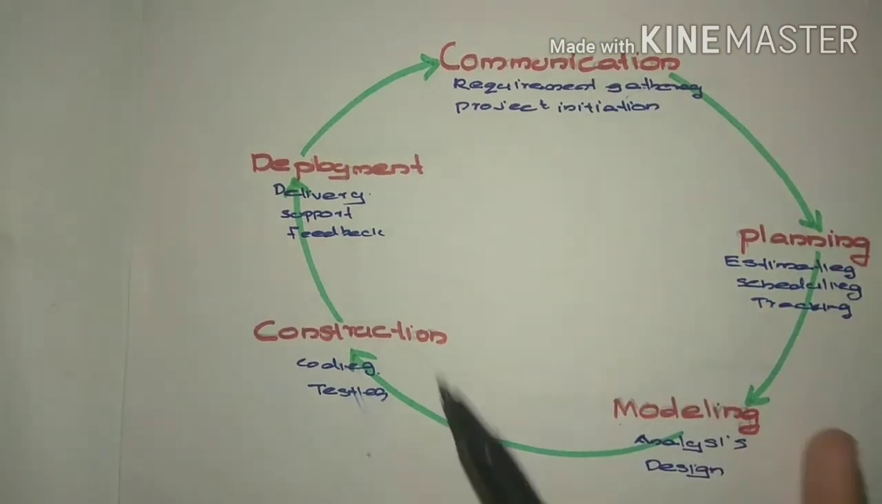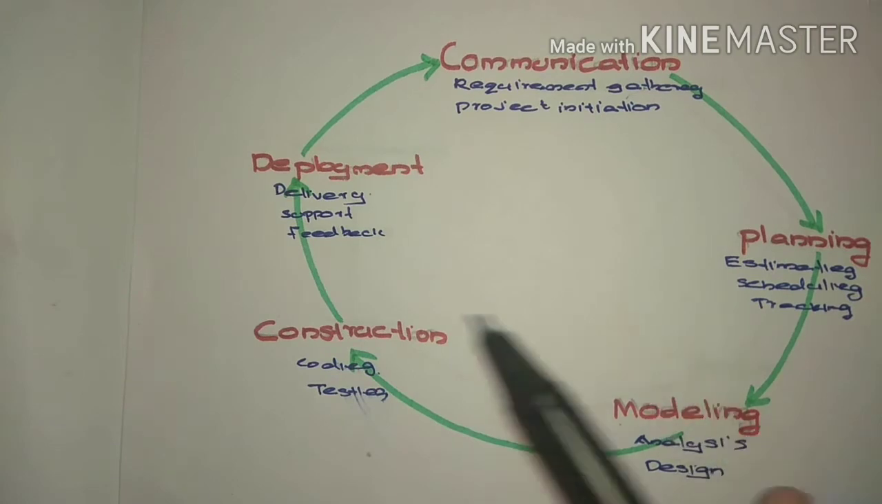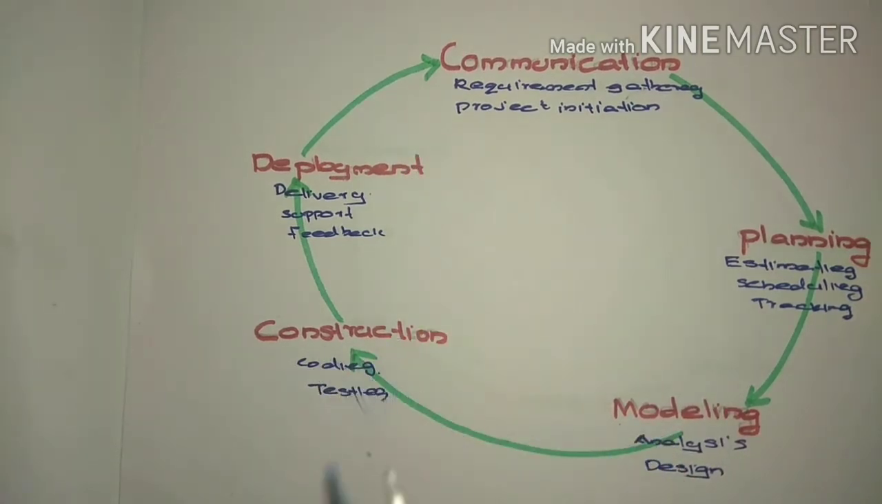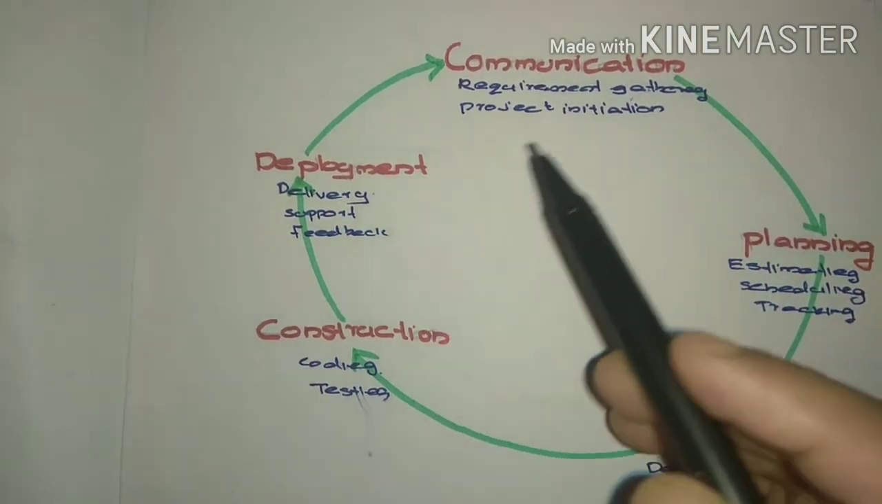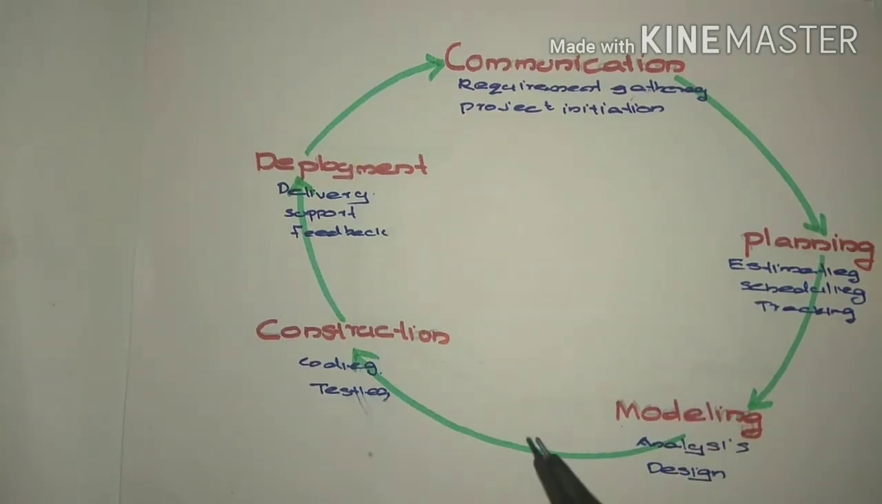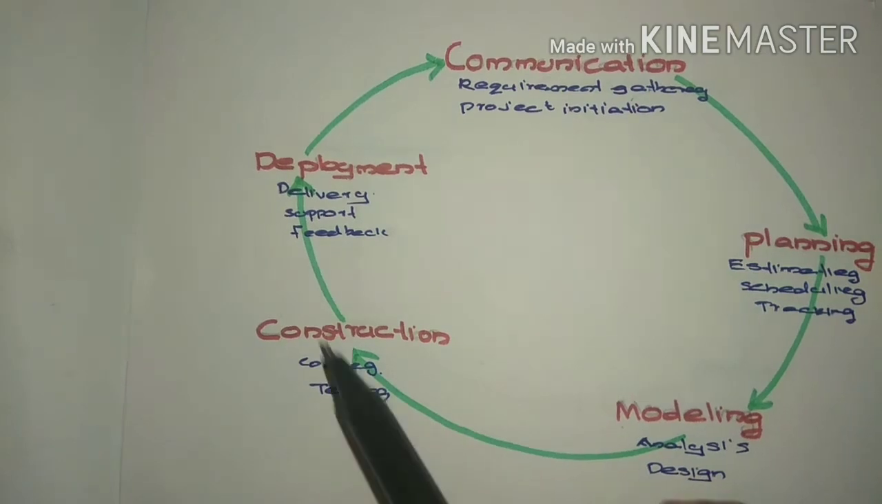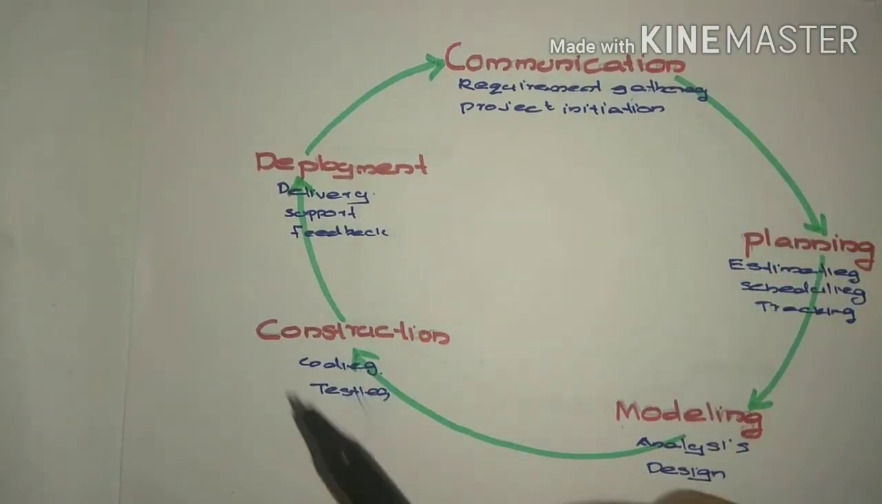Okay, so these 5 stages, that is communication, planning, modeling, construction and deployment, these 5 generic framework activities can be used to describe any software process model. So in the unified process model, all these phases, that is this five stage framework activities, will be combined into different phases called unified process phases.